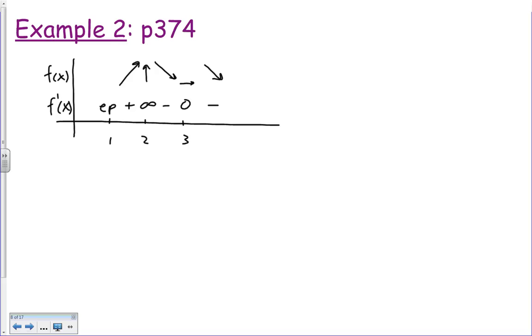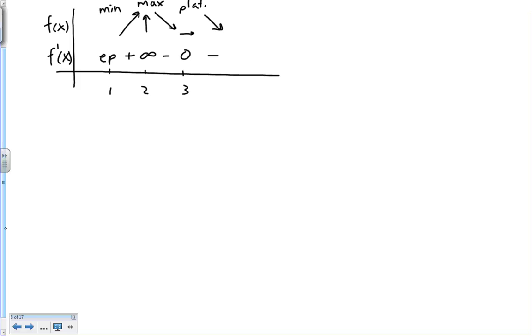Now, if you fill in what that means about our function, it starts out at an endpoint and starts increasing. So this would actually be a local minimum that we have there. Your function was increasing, then at 2 it became infinite, and then between 2 and 3 it decreased. So that means we have a maximum right here. And then you can see how your function decreases. It levels off with a slope of 0 and decreases after that. So that's a plateau point. So we have a minimum, we have a maximum, and we have a plateau point all in this one graph here.